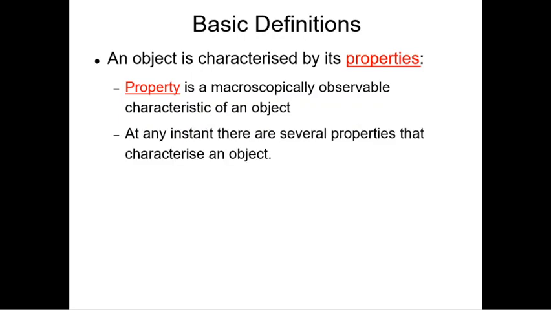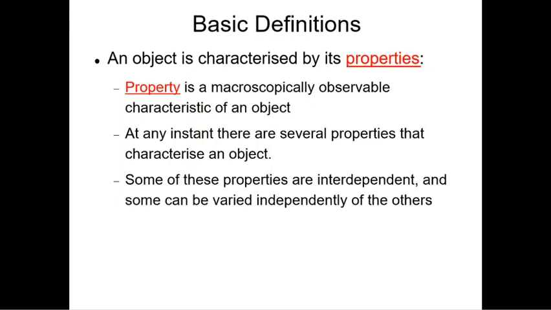So at any instant, there are several properties that characterize an object. That's what we just talked about with the example. And some of these properties are interdependent, and some of these can be varied independently of the others. This is something that we also understand. We said that mass, volume, density, mass divided by volume equal to density is a definition, and therefore two out of these properties could be independent of each other, but the third would normally be dependent on that. But one of them could well be the characteristic of the object.